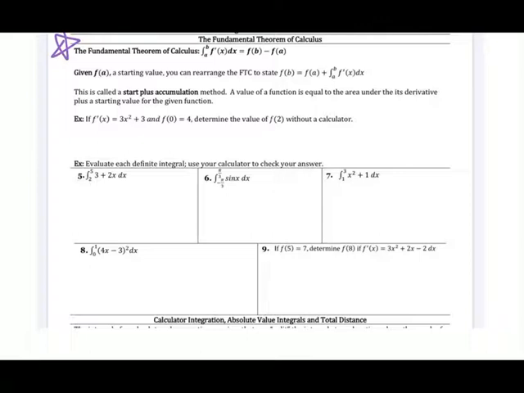Sometimes we're going to use what's called the start plus accumulation method, which means maybe you're actually given what f of a is or what f of b is. And that means you could, in theory, based on that information, manipulate this equation. Like here, I could actually add f of a to both sides, and that would get me here that f of b is equal to f of a plus the integral from a to b of f prime of x dx. So this is not anything new.